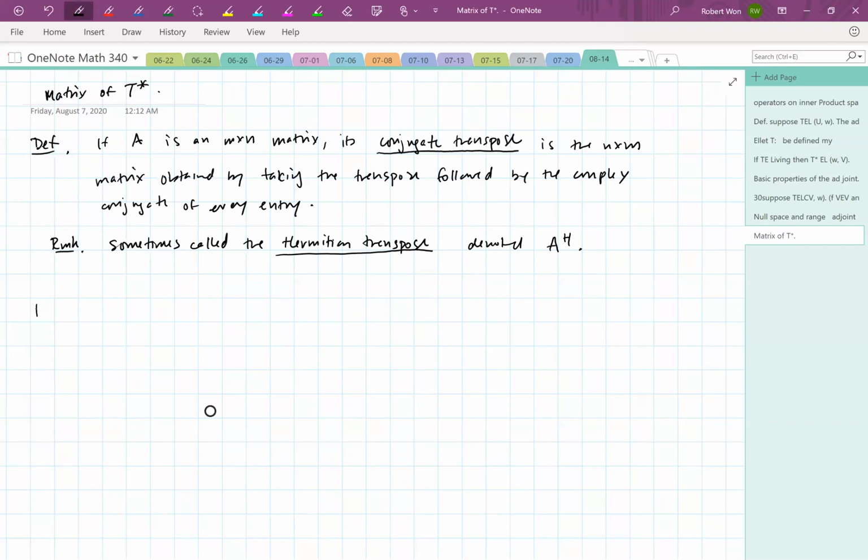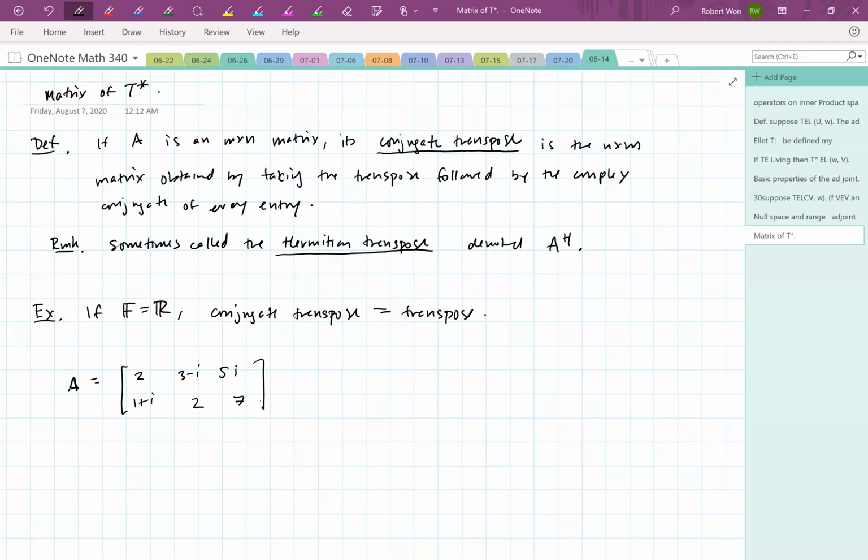Just a quick sanity check example. Of course, if you're working over the real numbers, then taking the conjugate of a real number does nothing. So if F equals R, then the conjugate transpose is just the transpose. But let's write down a complex matrix: 2, 3 minus i, 5i, 1 plus i, 2, 7.